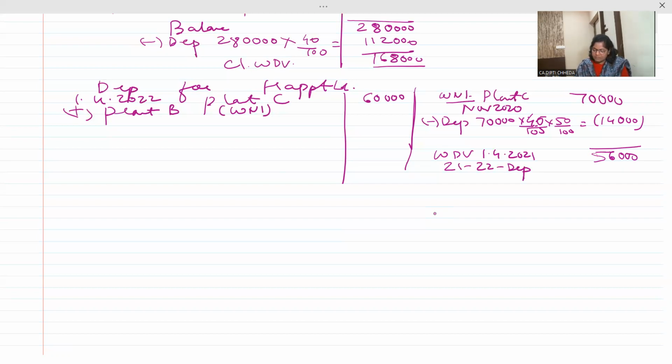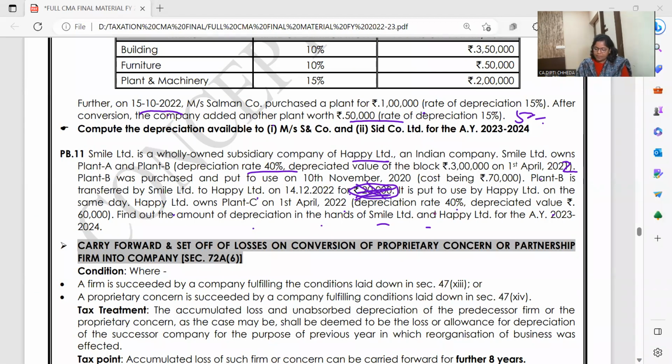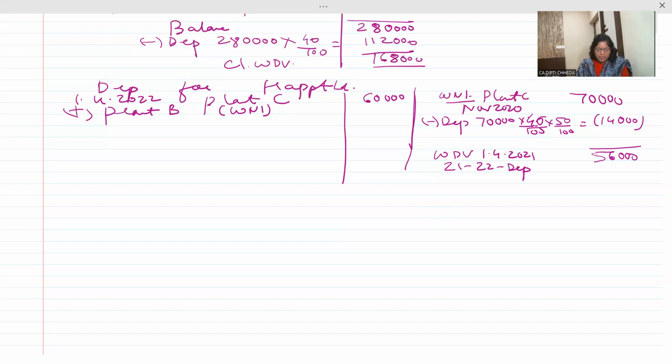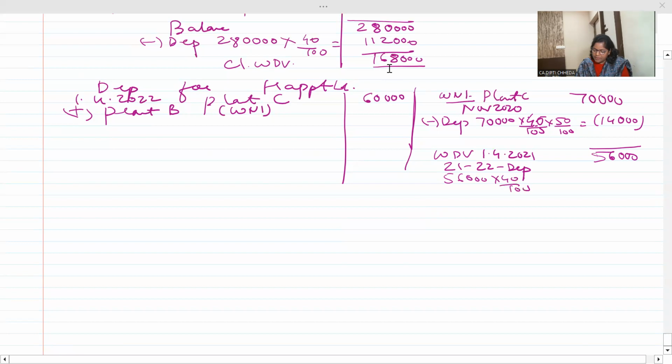Now 21 and 22. What is the depreciation? For 21 and 22 we will do for the full year, right? 56,000 into 40%, 22,400. So what is the closing WDV as on 1st April 2022? Closing or opening, whatever you call. 33,600. This value is the book value of the asset transferred.